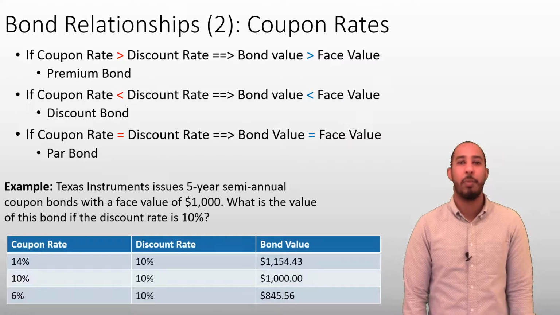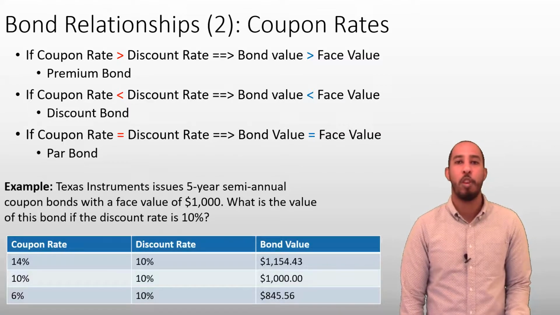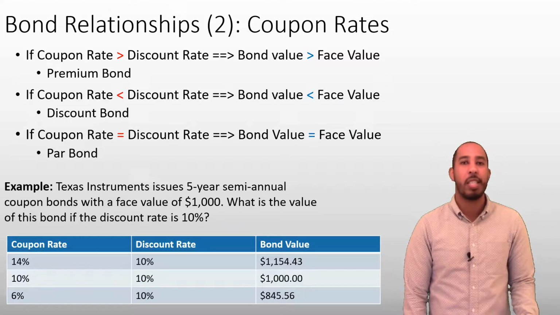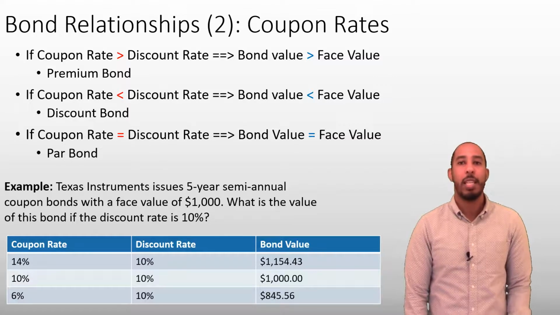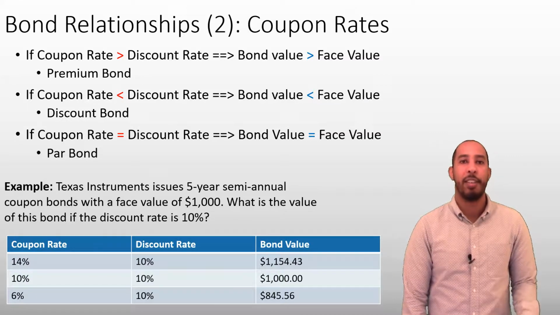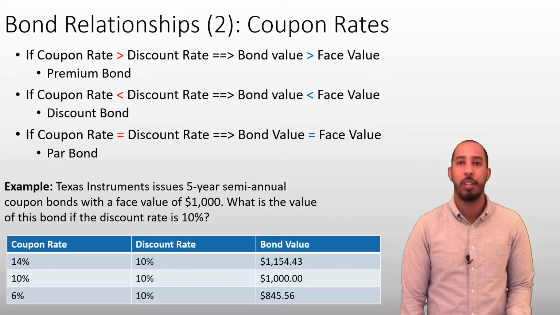Let's say Texas Instruments issues 5-year semi-annual coupon bonds and the discount rate is 10%. I want to see what happens to the value of the bond with different coupon rates. We can see in the first scenario, the coupon rate is greater than the 10% discount rate. So we end up with a premium bond. The value is above the face value of $1,000.